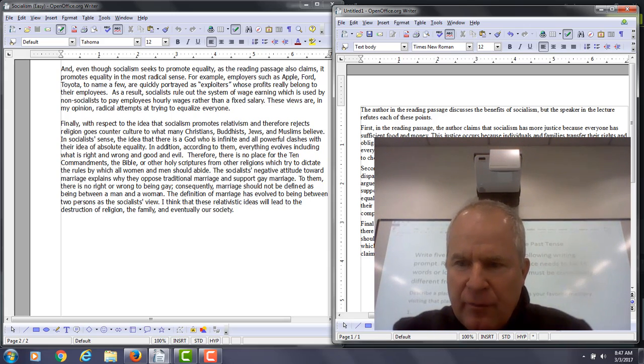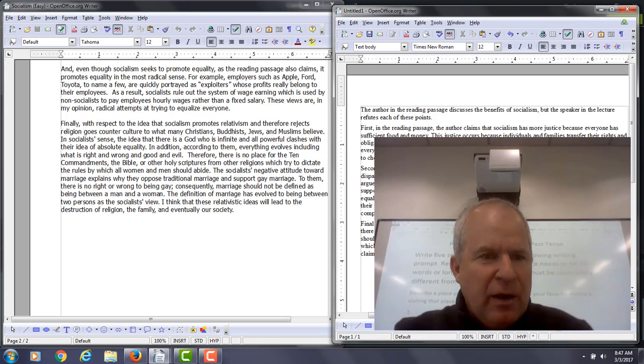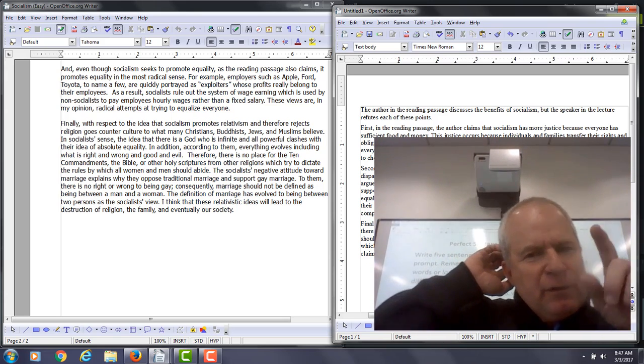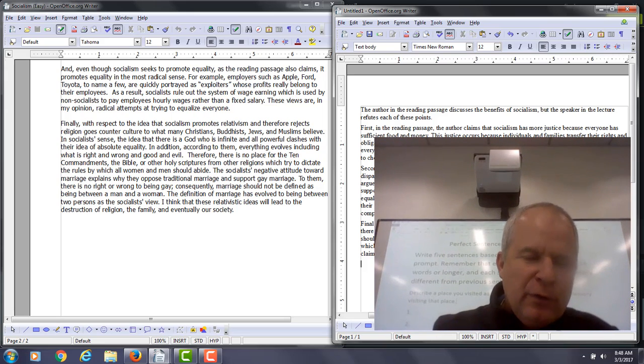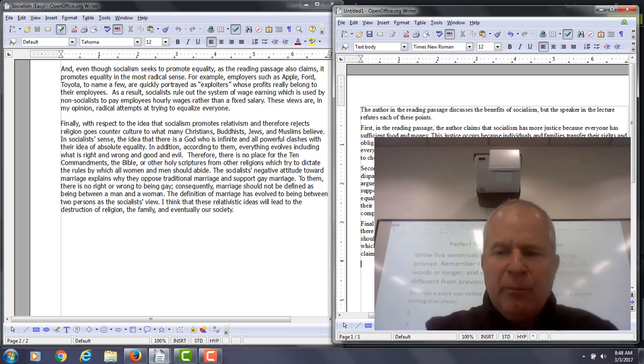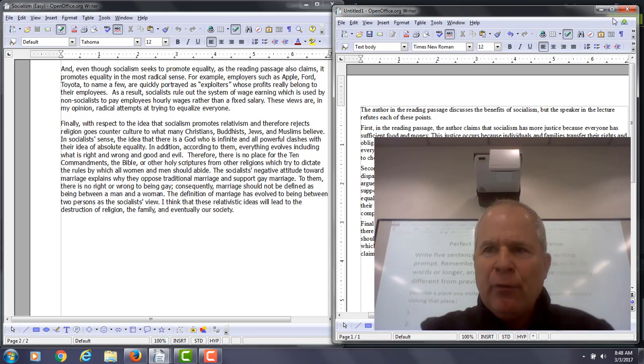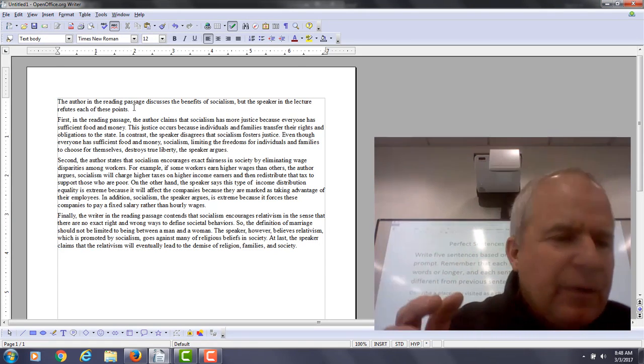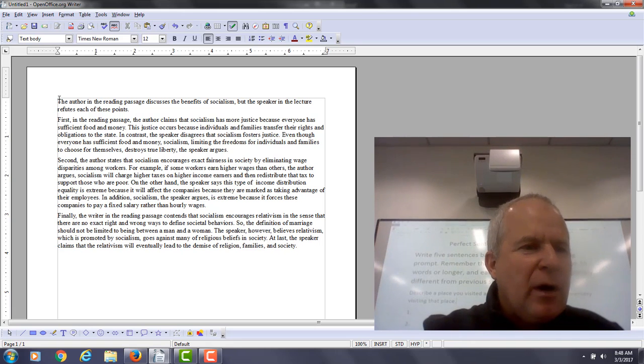in society. At last, the speaker claims that relativism will eventually lead to the demise of religion, families, and society. Yes. So it was the second point, reading point 2, listening point 2. That's the one you had more trouble with, right? But overall, I think for the most part you have the idea. You know what you're trying to do here.